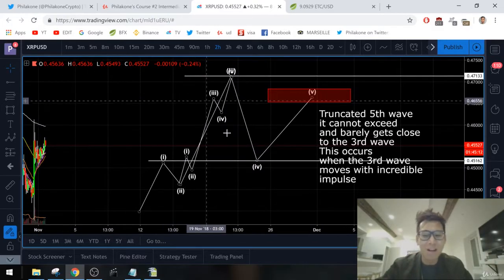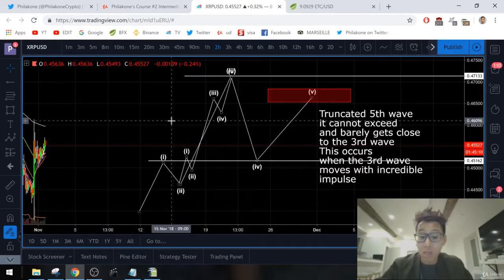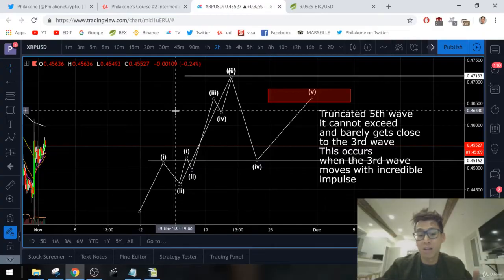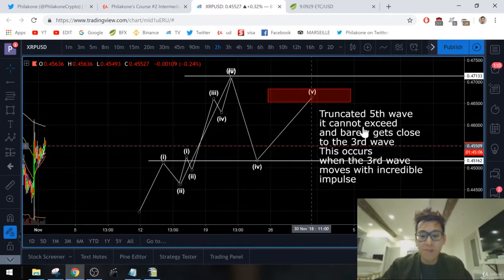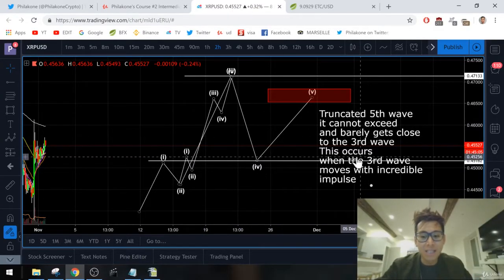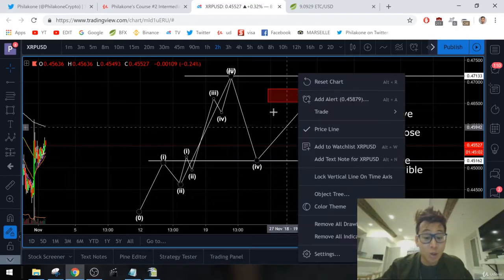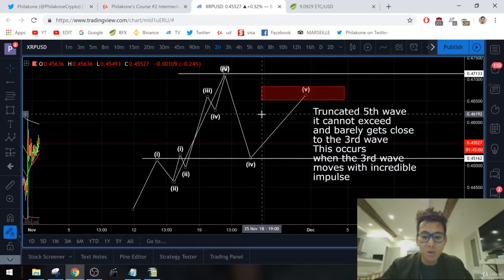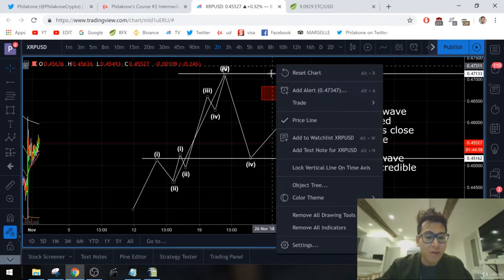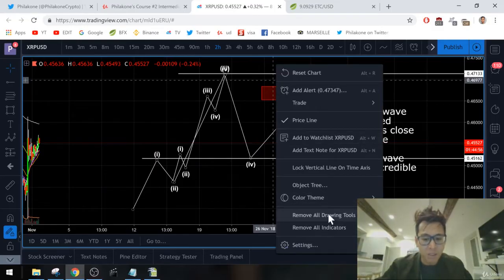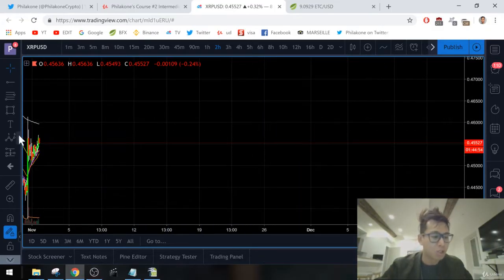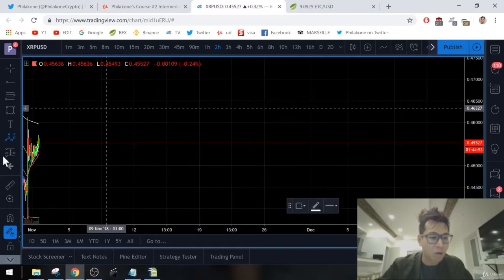to describe it, with incredible impulse, it moves up really fast with lots of volatility. The fifth wave cannot exceed, and it barely gets close to the third wave. This is what we call a truncated fifth wave, okay? Now let's also explain some more terminology on the downside as well, all right?